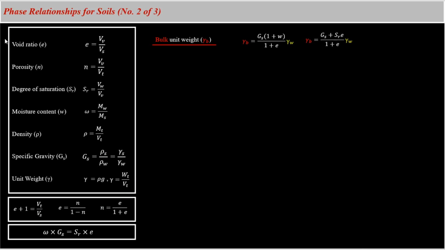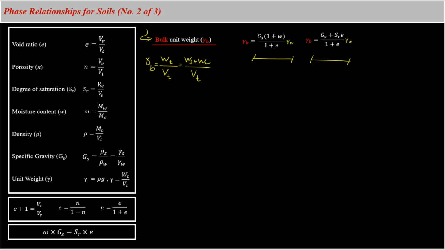The first density is the bulk density, and we all know the bulk density is the ratio of the total weight divided by the total volume, which can also be written as the volume of solids plus the volume of water divided by the total volume. But if we want to use these soil parameters on the left to get the bulk density, we can use these two equations that are actually equivalent.